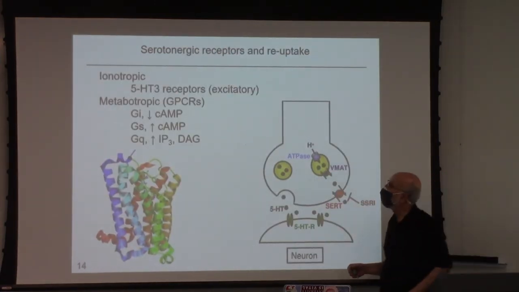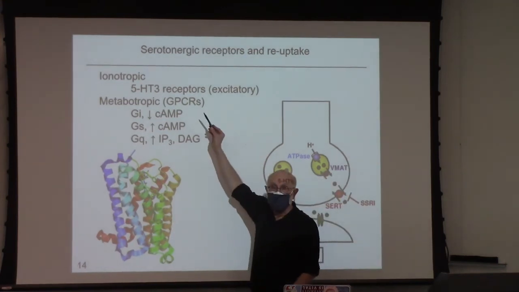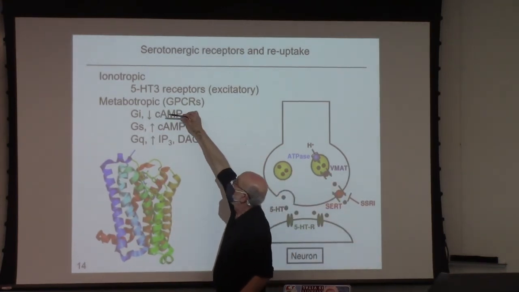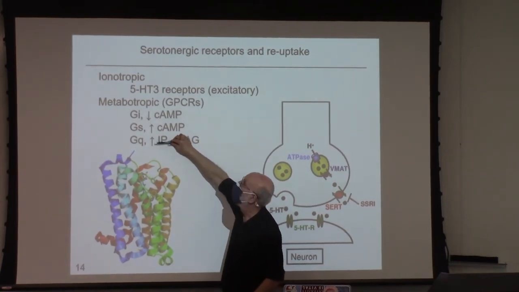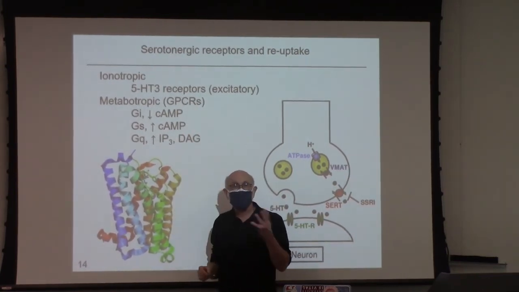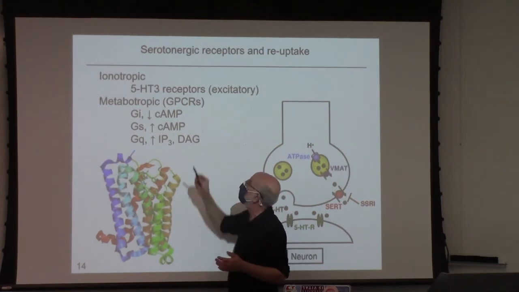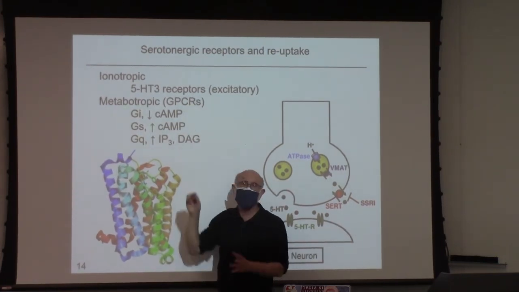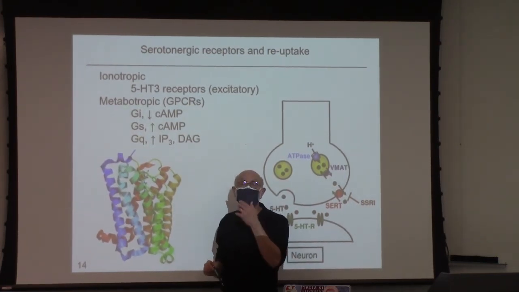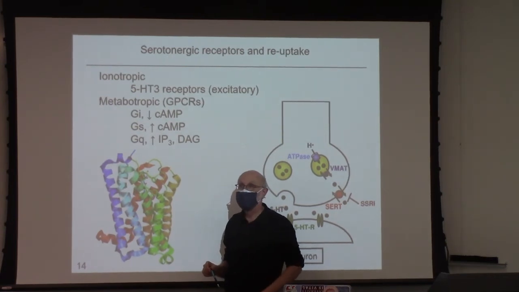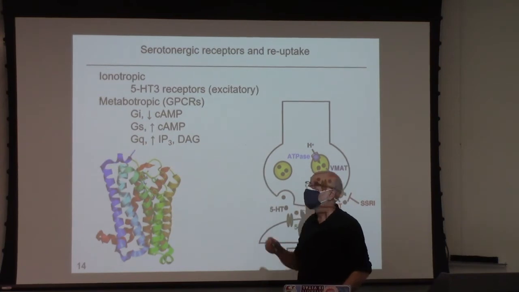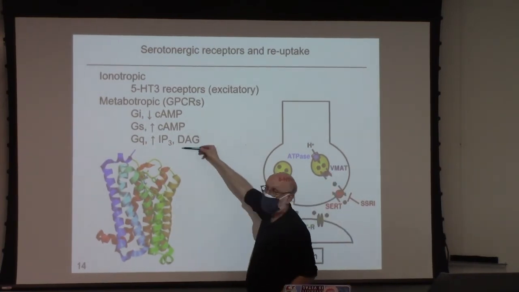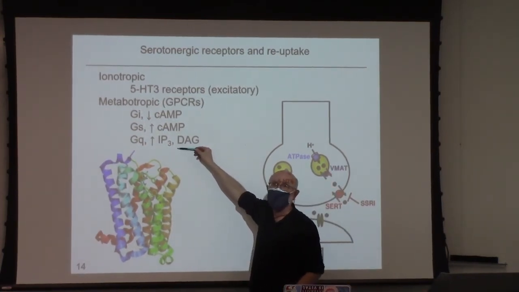Serotonin is important. So, again, GPCRs, and there is one form of a serotonin receptor that is a ligand-gated ion channel that is in fact very similar to the nicotinic receptor. So two types of receptors, ionotropic and metabotropic, GPCR.